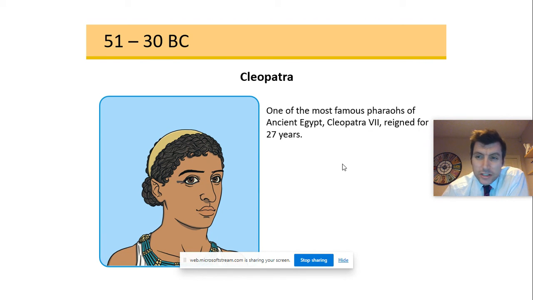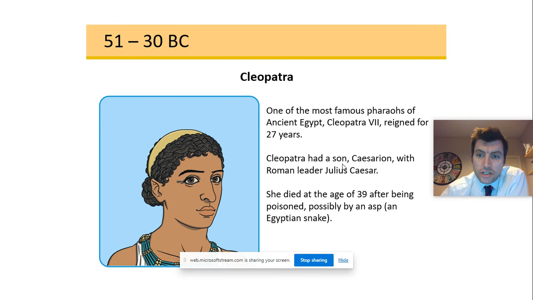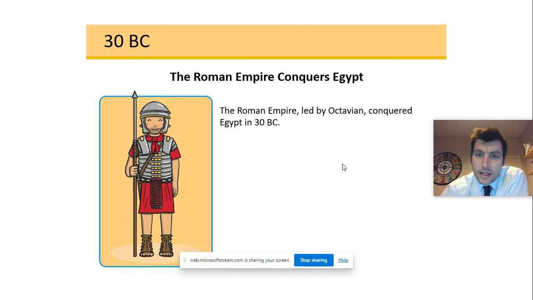Cleopatra was a very famous person. Some of you might have heard of her. She was one of the most famous pharaohs, mainly because she was a female, but she was in charge for 27 years. She had a son who was called Julius Caesar. You may have heard of him. Eventually, the Roman Empire took over the Egyptian Empire in 30 BC.